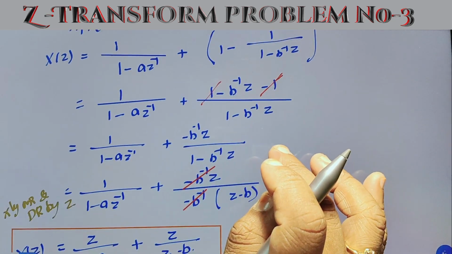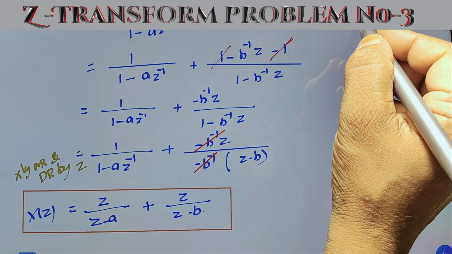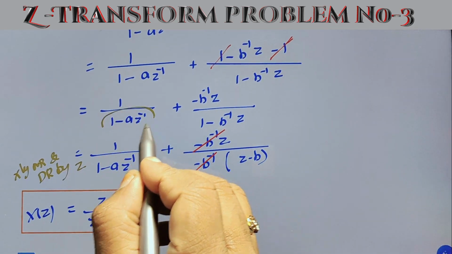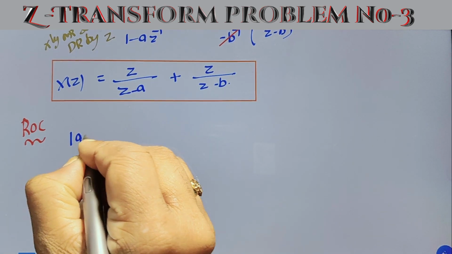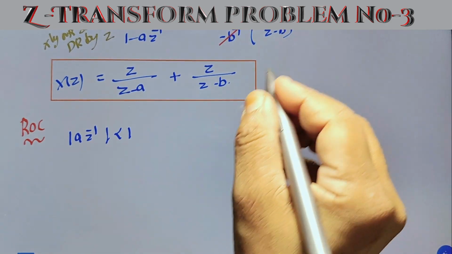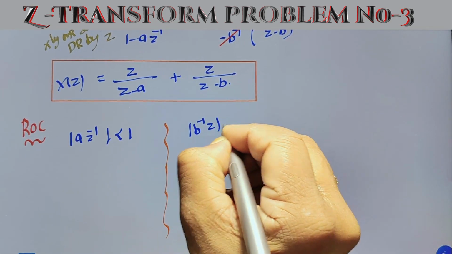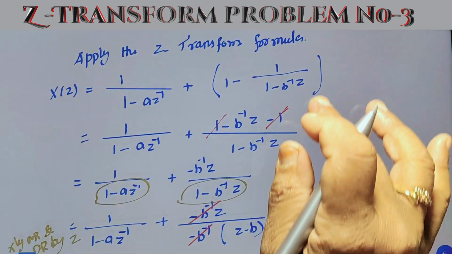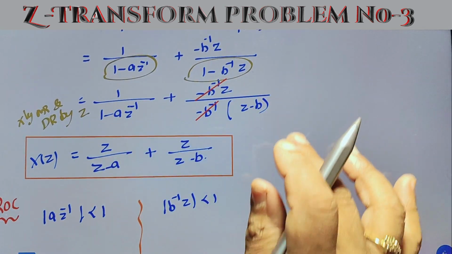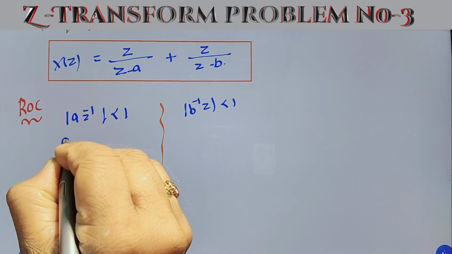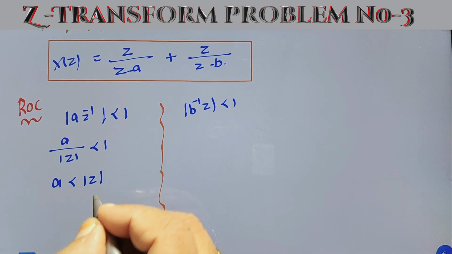Refer to this line. This is the exact line to find the ROC, right? See here, 1 minus the term, here also 1 minus the term. Take the term: modulus of a into z inverse less than 1. Likewise for the second term, modulus of b inverse z less than 1. Here a into z inverse, so write the remaining steps: a divided by modulus of z less than 1. So a less than modulus of z.